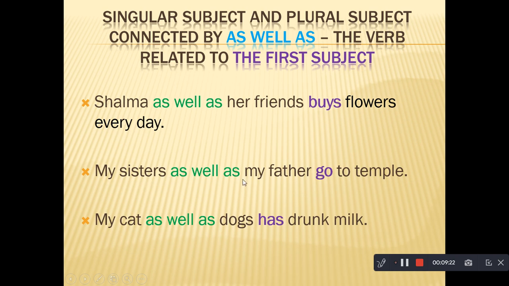Next, my sisters as well as my father. Here, sisters is plural, as is my father. A plural subject and a singular subject connected by "as well as" means we consider the first subject as per the rule. So use the plural form of the auxiliary, go.